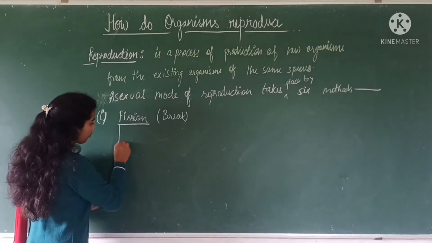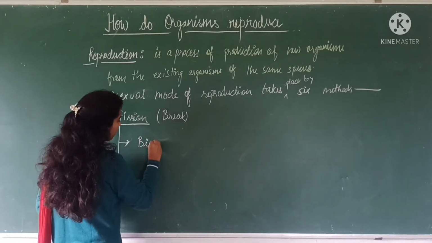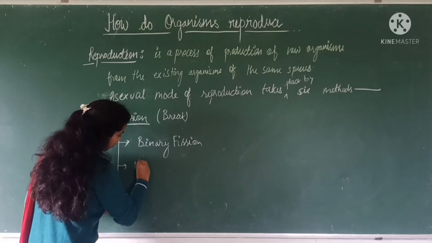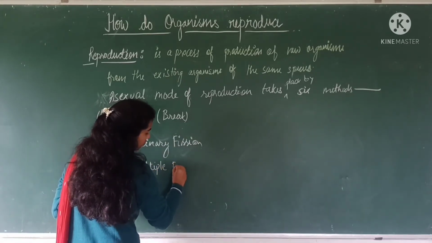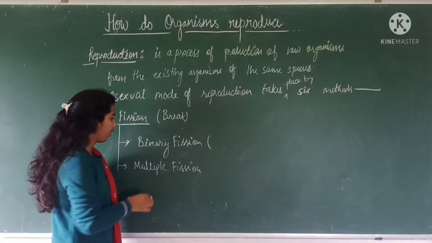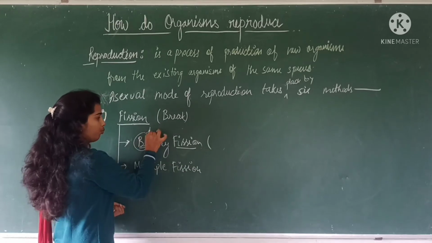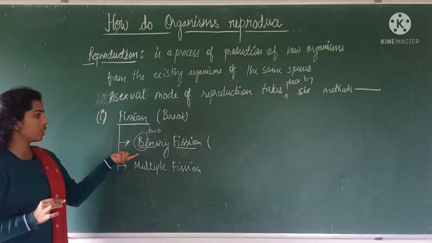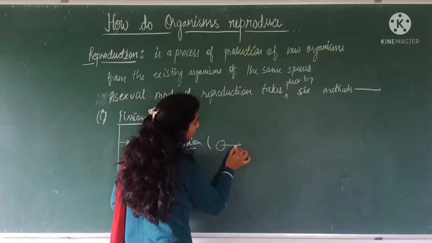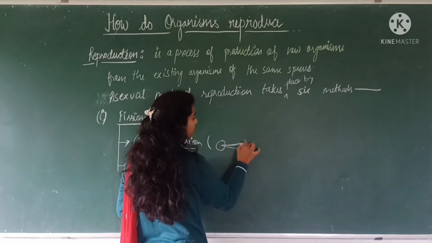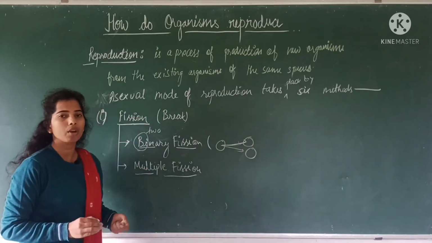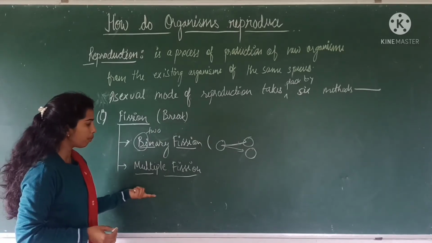Fission is of two types. First is binary fission and second is multiple fission. Binary fission, here bi means 2. We can easily understand binary fission. Here the parent body is divided into two parts, whereas in multiple fission the parent body is divided into two or more than two parts.